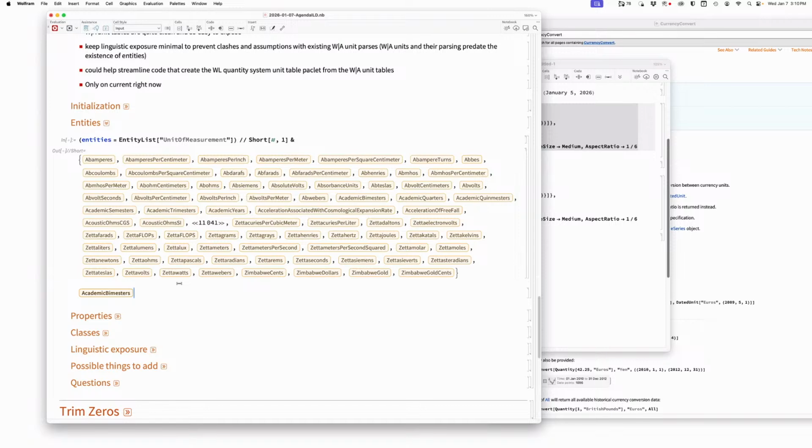It also includes, remember, in Wolfram Alpha, it treats compound units as separate entities. So it includes all the compound versions that in the Wolfram language quantity system would be expressed as a ratio or something. So it's basically the entire curated set of units from Wolfram Alpha.